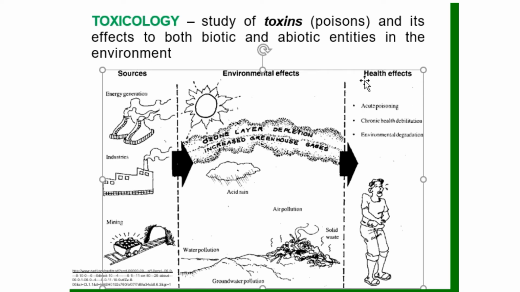Here in this case, we have health effects. So acute poisoning, we also have chronic health debilitation. Chronic health debilitation refers to long-term diseases, and in some cases they cannot be treated easily, or they cannot be treated anymore. And they are developed because of the toxins which are introduced to you from the environment, or from the food that you eat, or from the environment in which you work, etc.